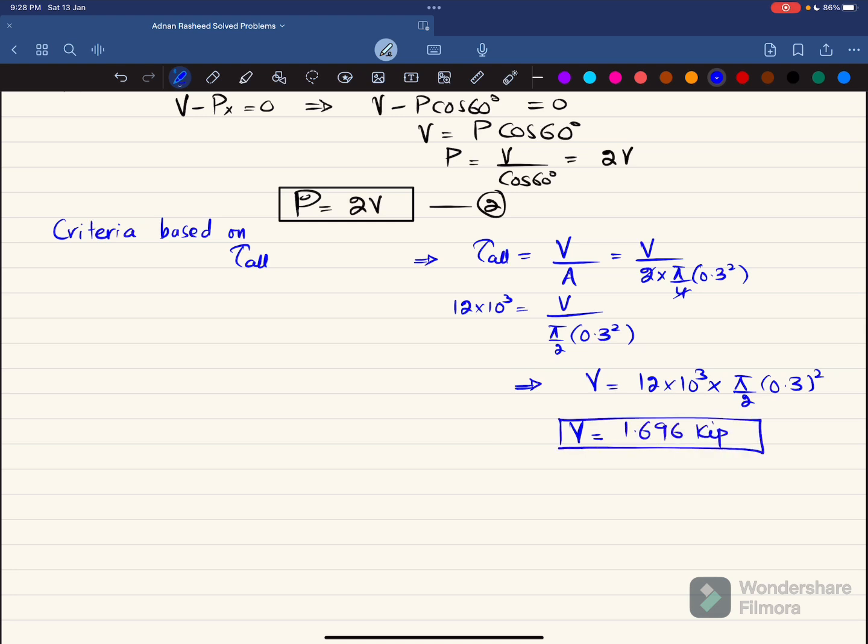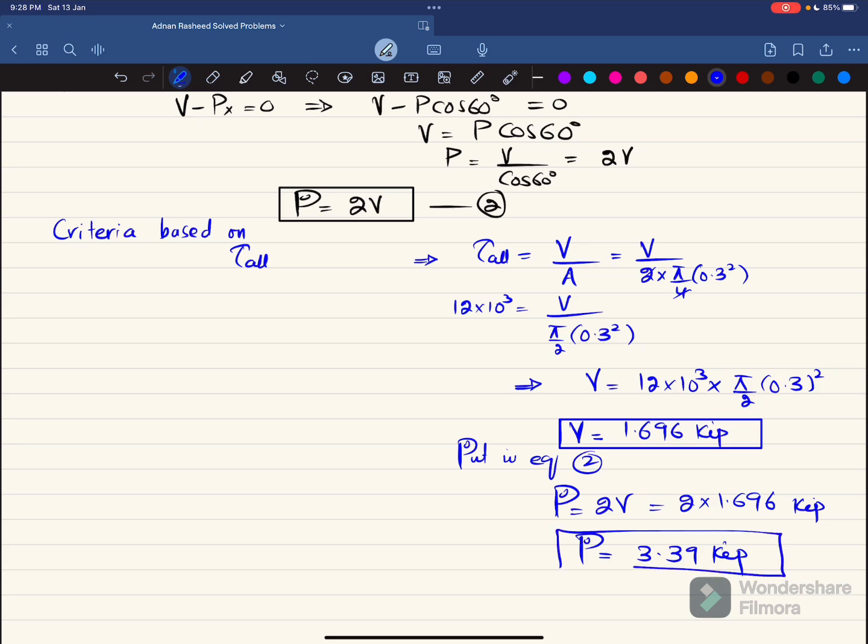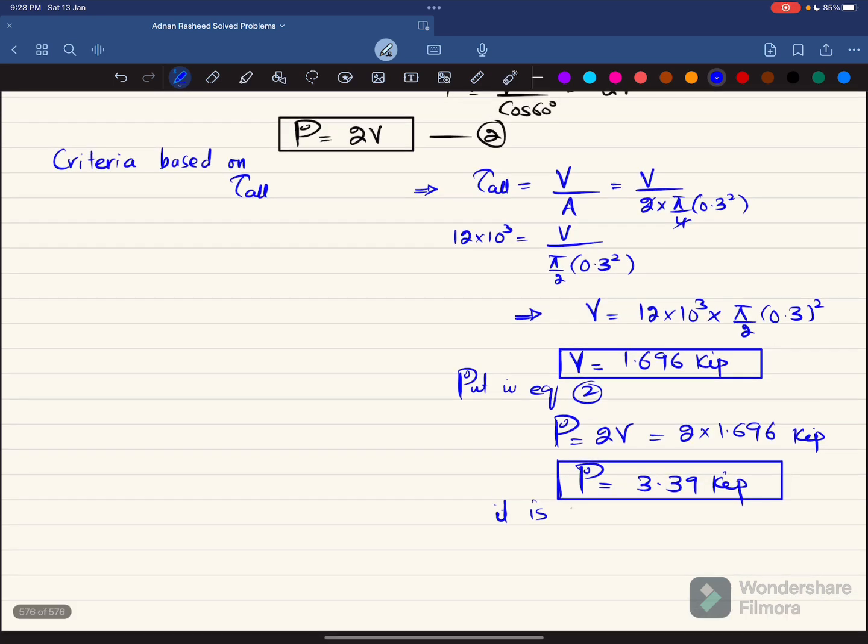Now you have this V, so put it in equation number 2. So you will get P is equal to 2 times V, and that is equal to 2 multiplied by 1.696 kip. So you will get this P will be equal to 3.39 kip. Now this is the tensile load, it is based on shear stress, allowable shearing stress. This was the first criterion.